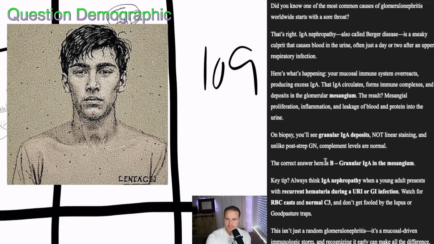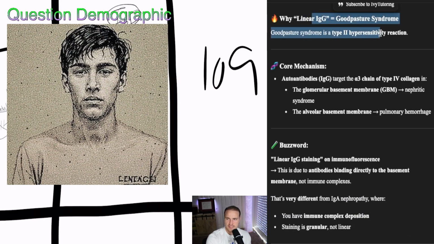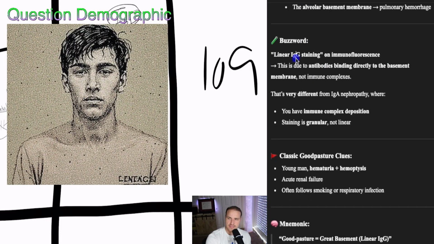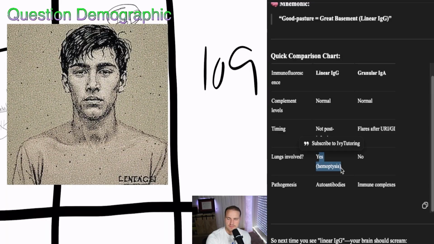All right, here's some more information about it. Granular IgA in the mesangium, nephropathy in the young adult, hematuria after upper respiratory infection or GI, red blood cell casts, and normal C3. It's not lupus or Goodpasture. Linear IgG is a type 2 hypersensitivity reaction where the answer is Goodpasture's. You have a glomerular basement membrane, and inside of that, the alpha-3 chain of type 4 collagen is damaged with those IgGs. So you have linear IgG staining. IgA would be granular, not linear. Goodpasture also involves the lungs. Hemoptysis would be seen.